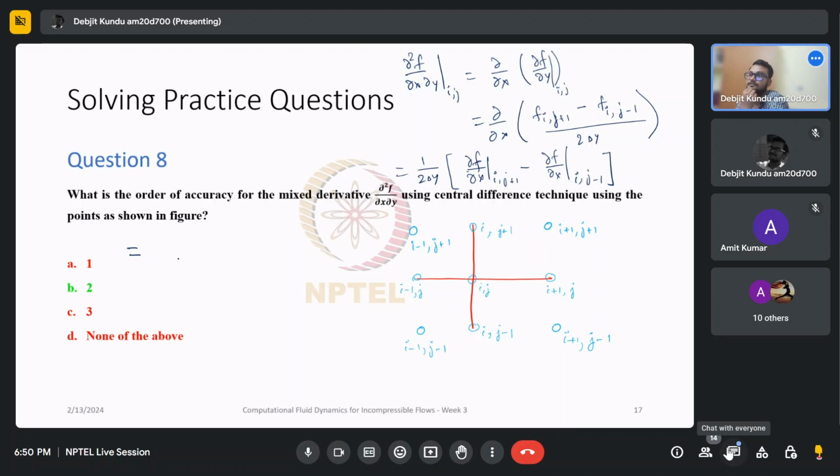So I'm coming here now for the lack of space. So I have 1 by 2 delta y outside this ∂f/∂x at (i, j+1), that is at this point. Which is at this point. For this, if I use a central difference in x, I have to use these two points. So ∂f/∂x becomes f(i+1, j+1) minus f(i-1, j+1) divided by delta x, and for this one at (i, j-1), I have to use this point and this point. So here now it becomes f(i+1, j-1) minus f(i-1, j-1) divided by delta x.